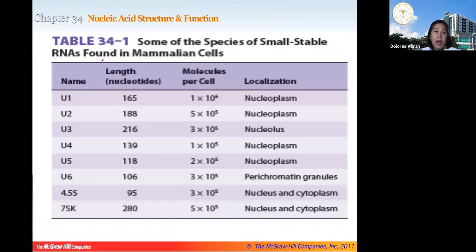And then these are some of the species of the small stable RNA found in mammalian cells.